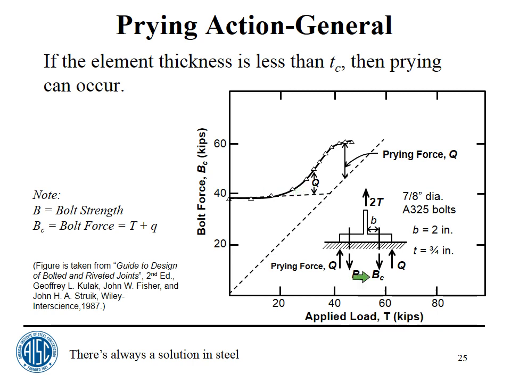B sub C is the total bolt force. It's the applied load or the demand plus the Q, the prying force. It's little q here, but if you go to the bolt guide, 1987, and the first edition was 1974, they used a capital Q instead of a little q, but it means the same thing.